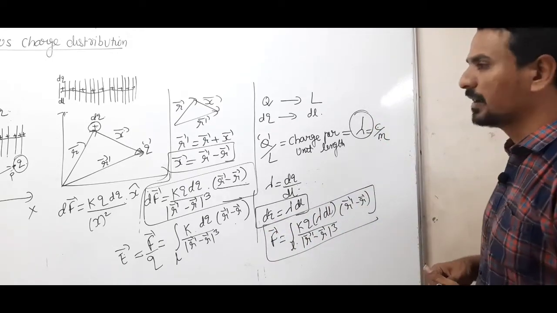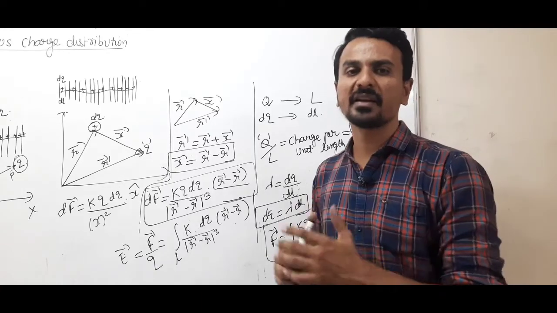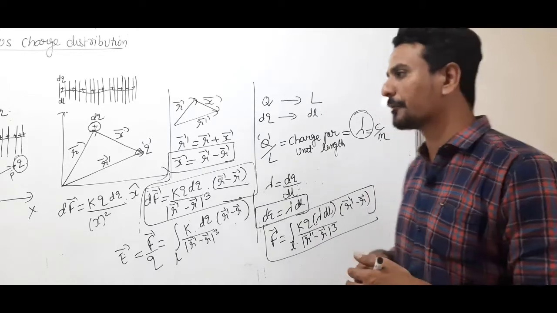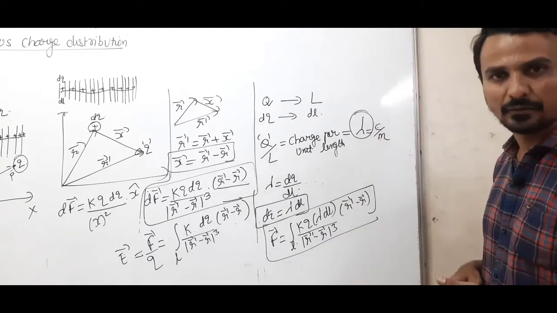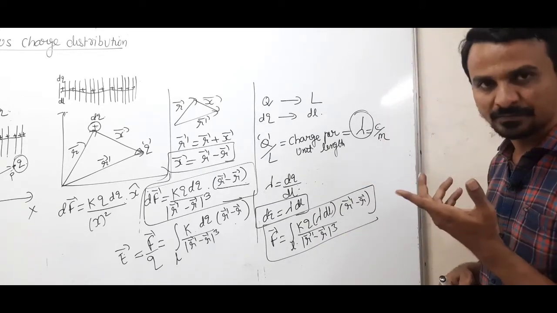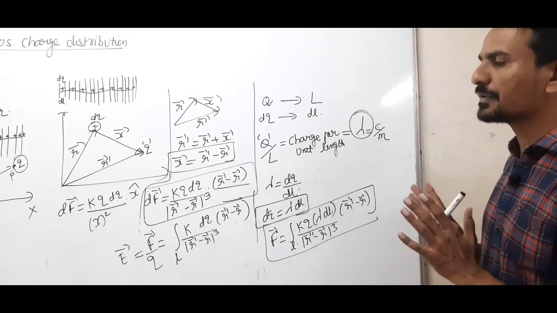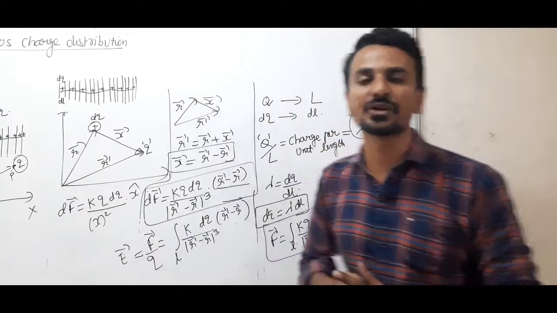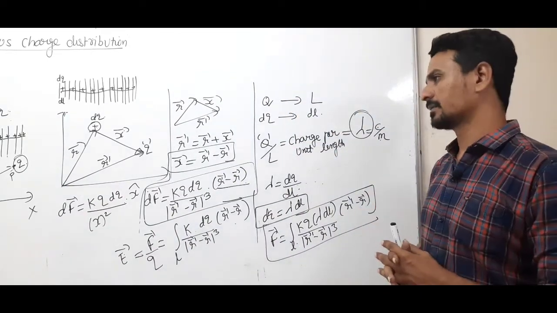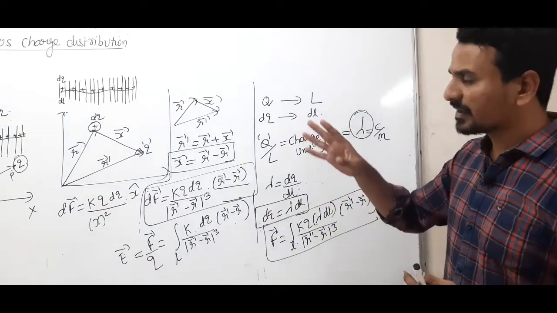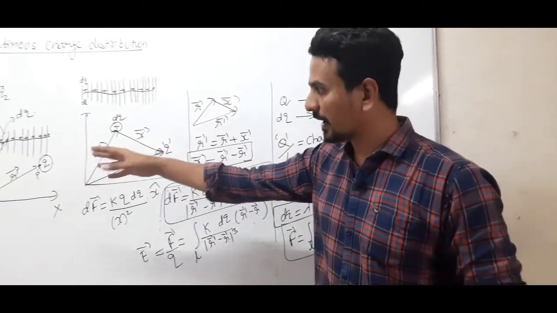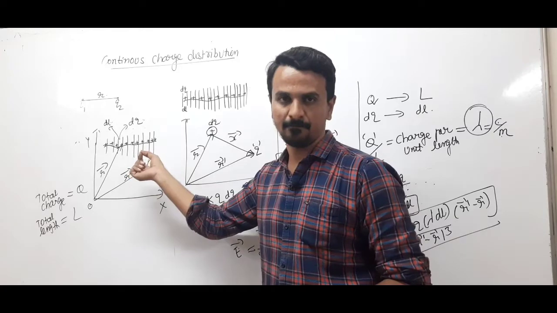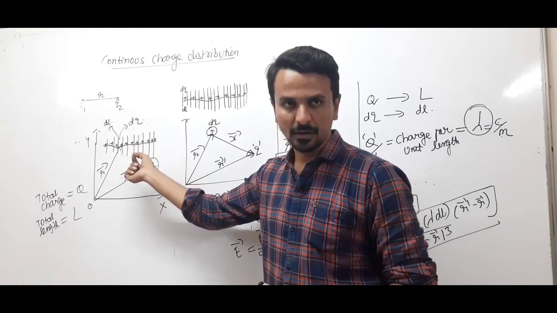What is lambda? Linear charge density. It represents charge per meter length. What will be the unit of lambda? Coulomb per meter. So lambda in a way represents charge. Okay, fine. So this is how we will calculate the force acting on a charge because of continuously distributed charge on a wire of length L. This arrangement is linear. That means we have a wire of length L on which charges are distributed.